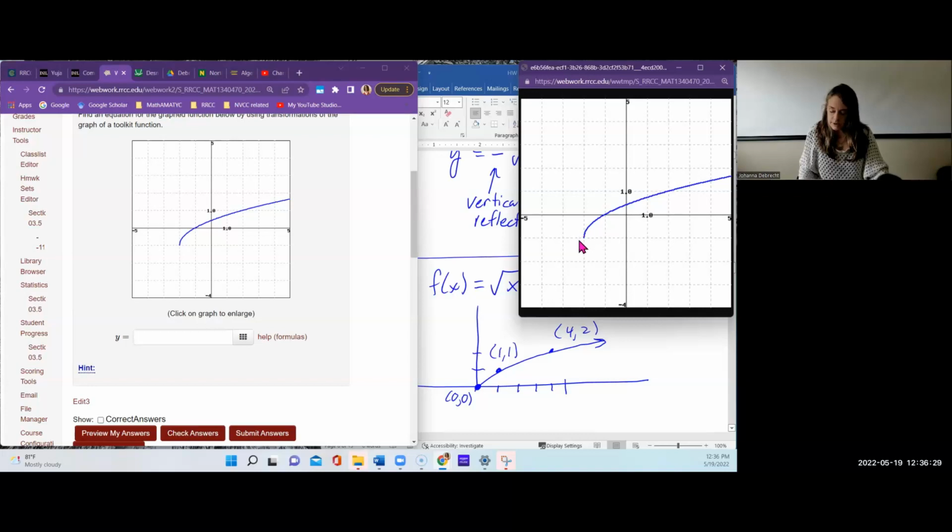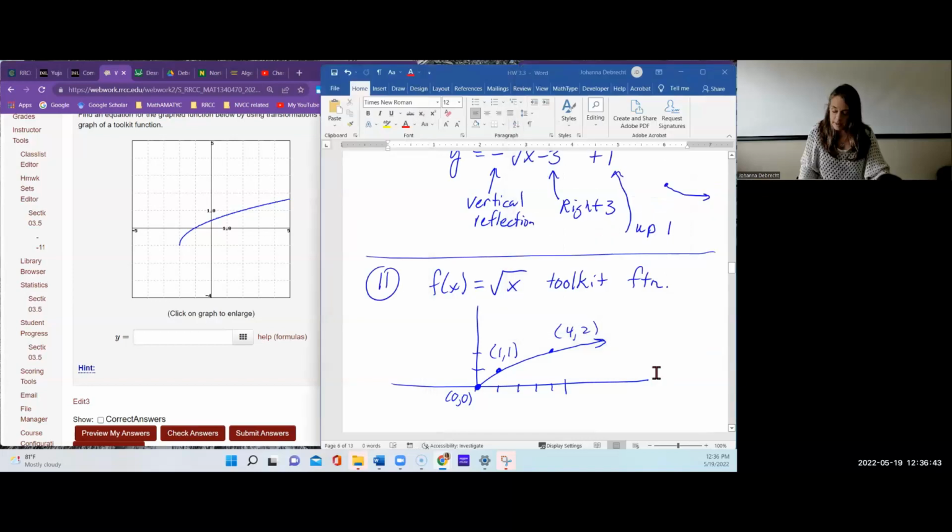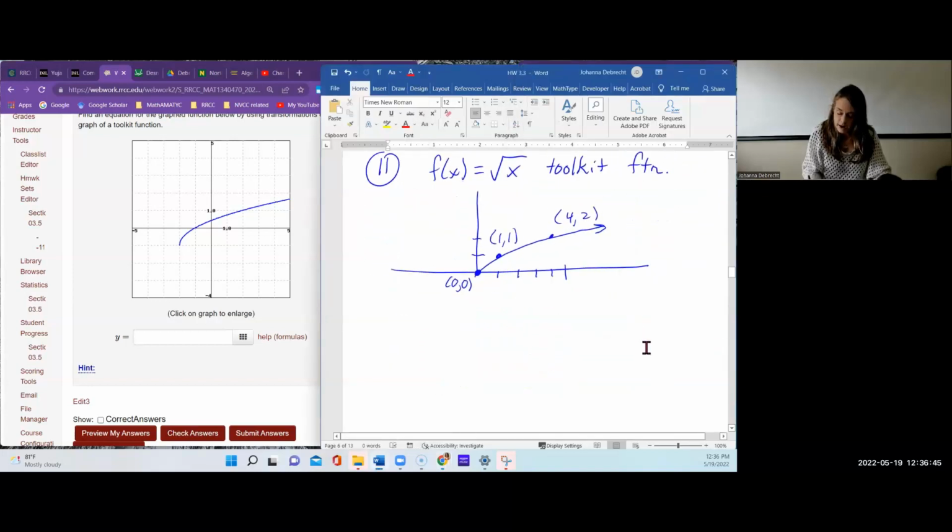Now we look at the vertex point here. It starts in the Toolkit at 0, 0. Where did it end up? It ended up at left 2, down 1. That's negative 2, negative 1. Let's go ahead and write that down. The vertex point went left 2, down 1, and ended up at negative 2, negative 1.